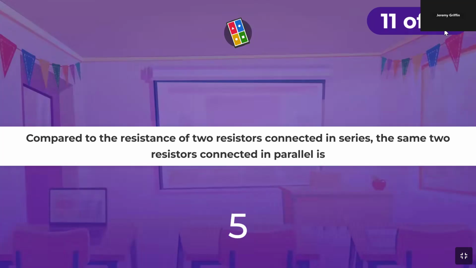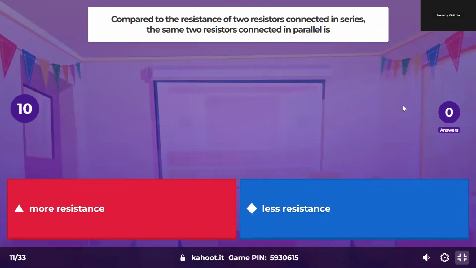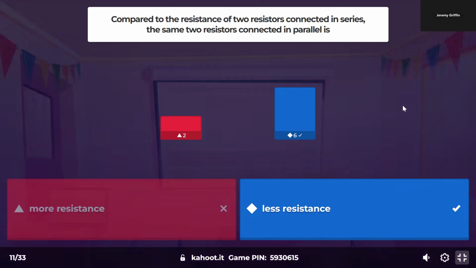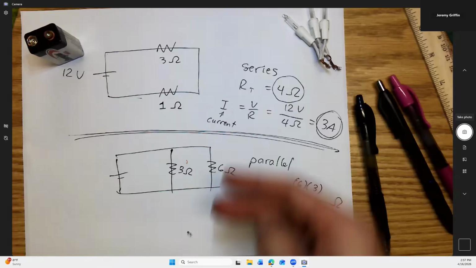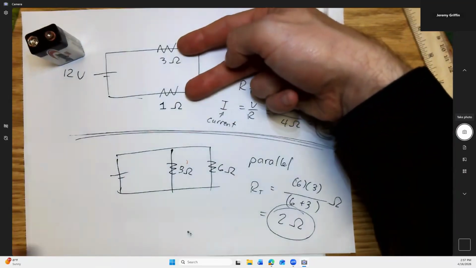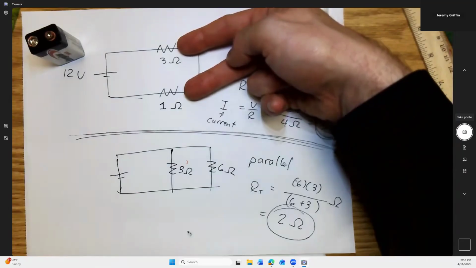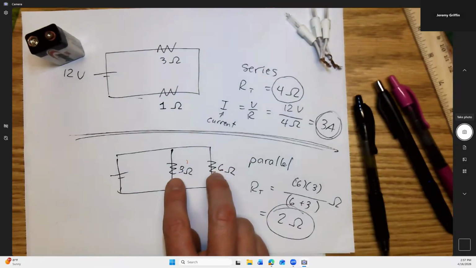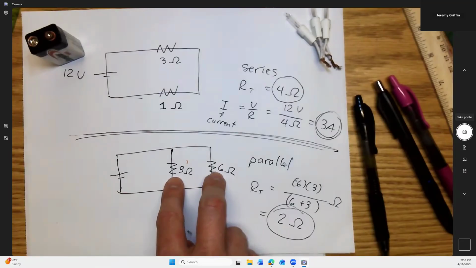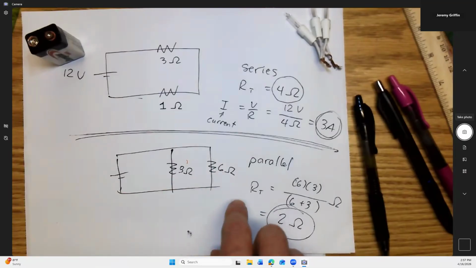Compared to the resistance of 2 resistors in series, the same 2 resistors in parallel would be less resistance. For example, if I had 2 ohms and 2 ohms, what's 2 plus 2? 4, right? But what if I had 2 and 2 in parallel? What would the overall resistance be? It would only be 1, because 2 times 2 is 4, over 2 plus 2, which is 4, so that comes out to 1.